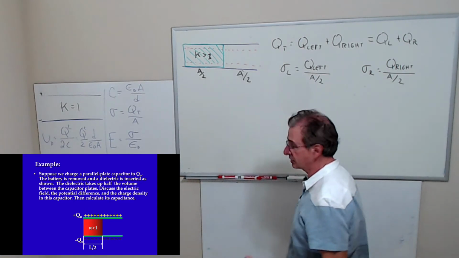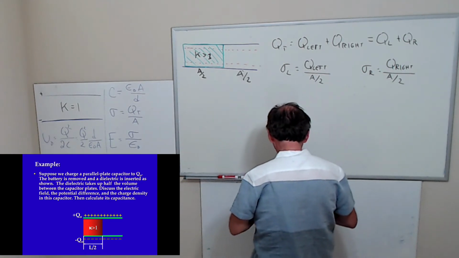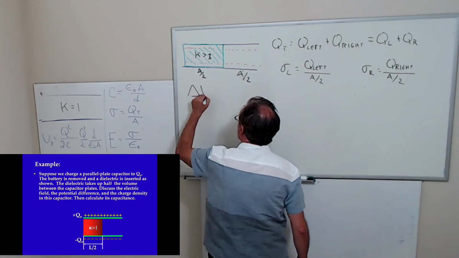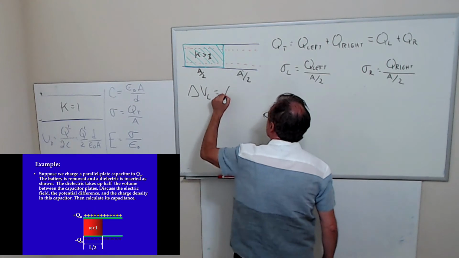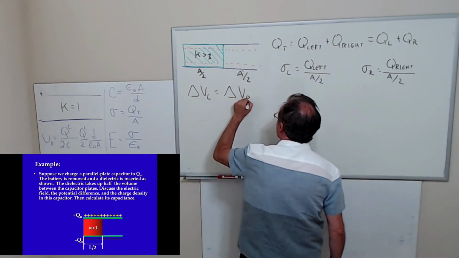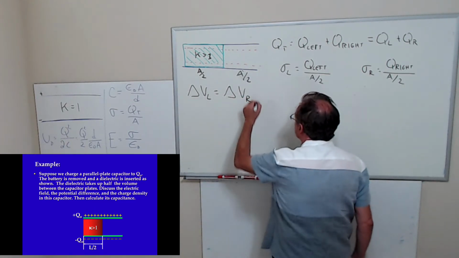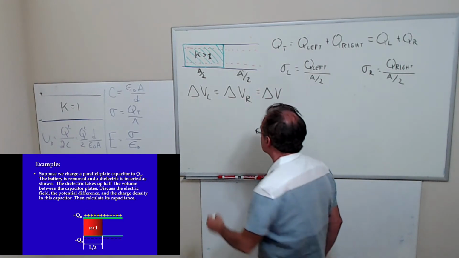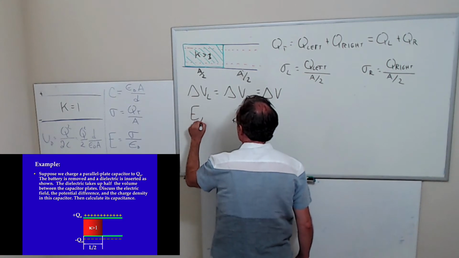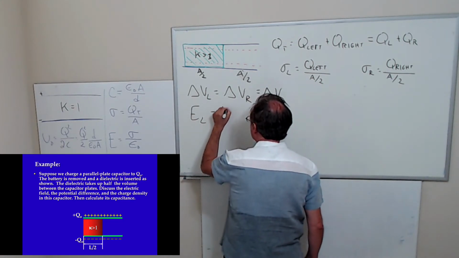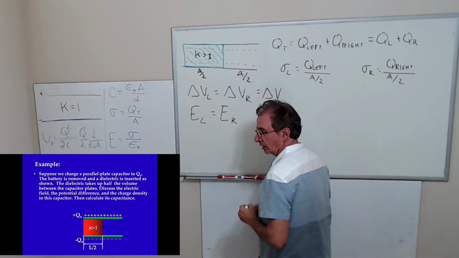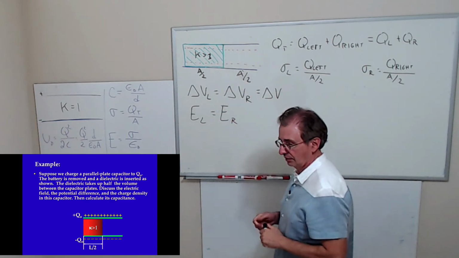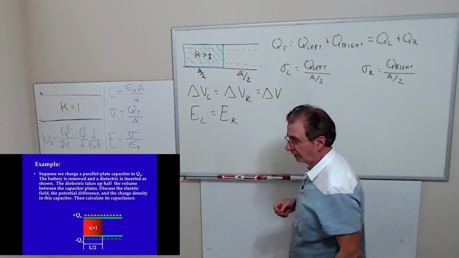So what that means is the potential difference on the left-hand side is equal to the potential difference on the right-hand side, and we'll call it just delta V. That means the electric field on the left has to be equal to the electric field on the right, because otherwise you're going to have a discontinuity in V here, and that's something that's not physical.